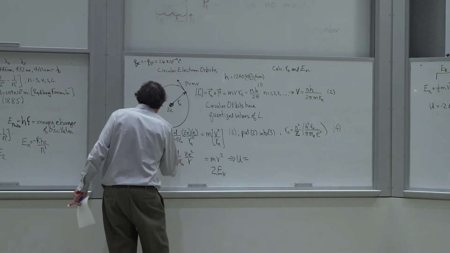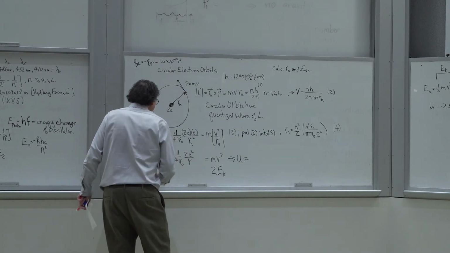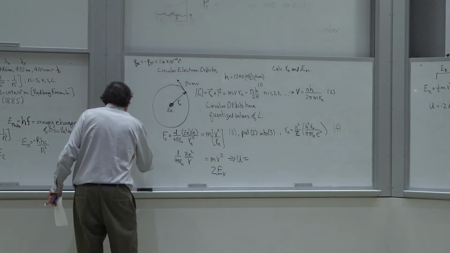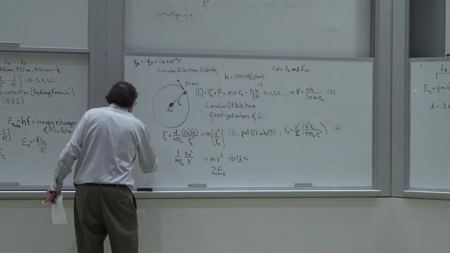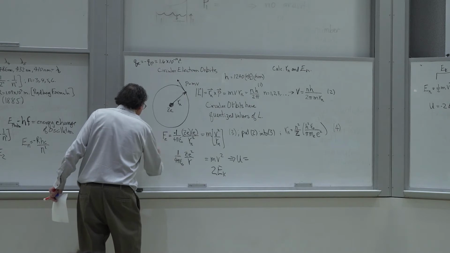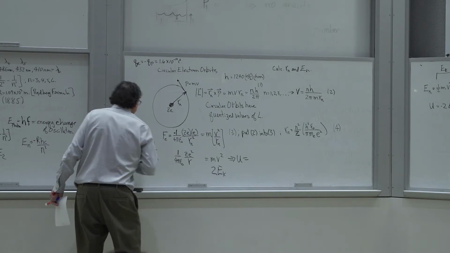So the potential energy is equal to, sorry, let's go back here a second. U of r is equal to minus Z e squared divided by 4 pi epsilon naught times r, or we could say r sub n, right?